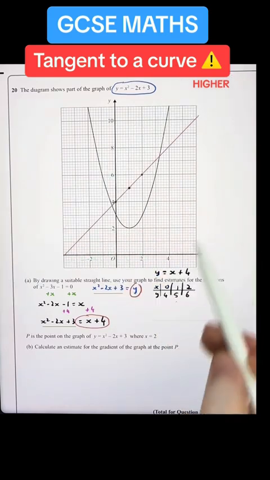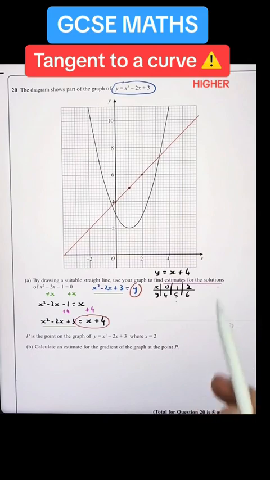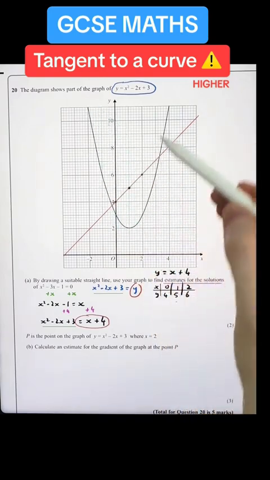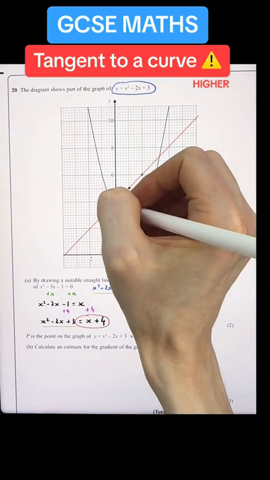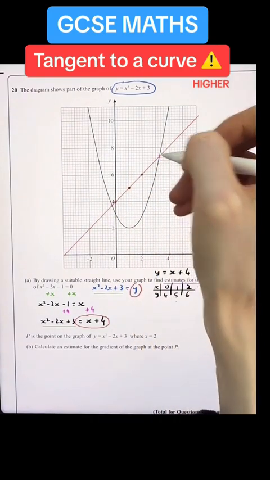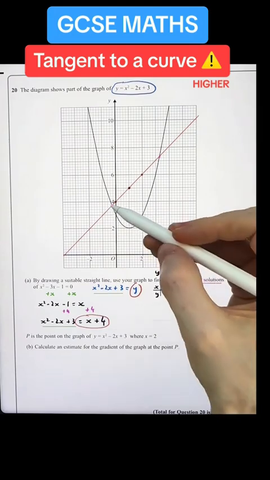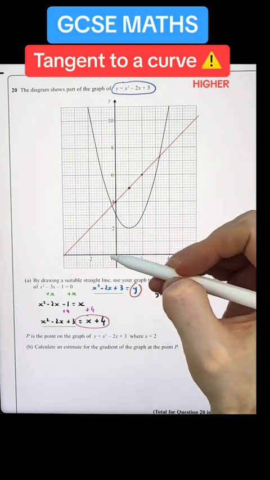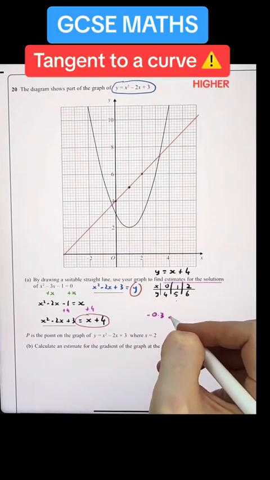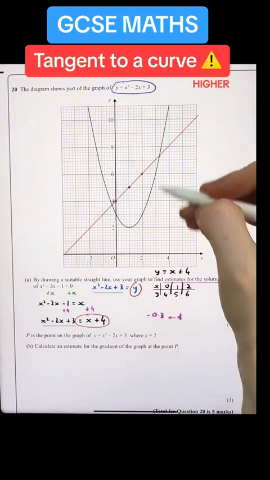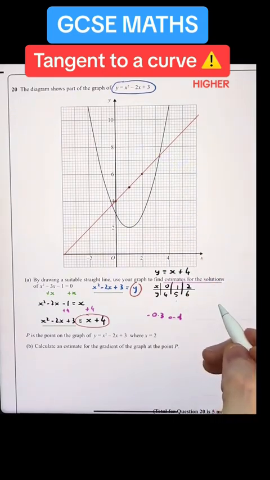As I want to find estimates for the solutions, it's going to be where my straight line I've just drawn intersects the quadratic, i.e. my 2 values for x. They're estimates because it's going to be quite hard to see the exact points. So ready for my 2 values for x. My value for x here, I can see comes out to be negative 0.3. So that's one solution. And my other solution is my value of x here, which comes out to be 3.3.